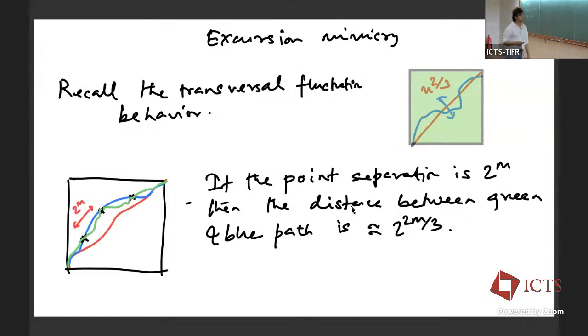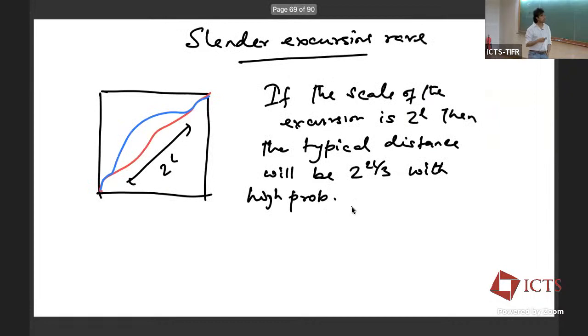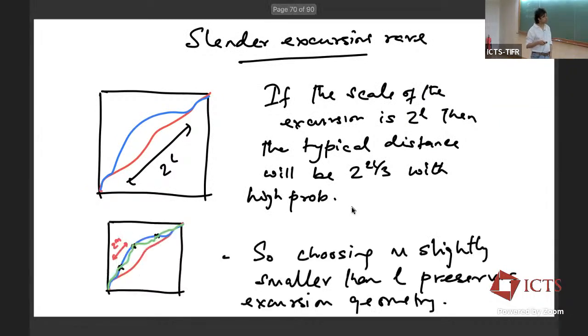Here is one way to see this, which goes back to Parth's question. Suppose the separation between the marked points is 2 to the m. Then the transversal fluctuation will tell you that the distance between the green and the blue path is 2 to the 2m/3. This is a consequence of the transversal fluctuation result. Which means that if the excursion size is 2 to the L, and the points are laid down at separation 2 to the m for slightly smaller m, then the geometry of the excursion will still be preserved, right?